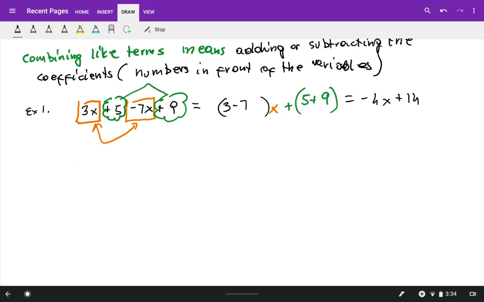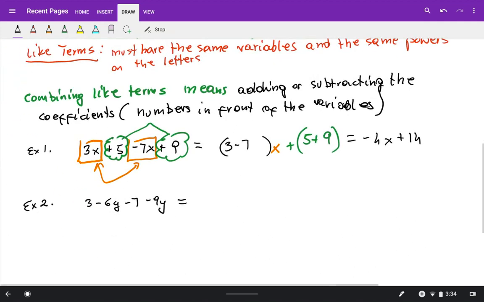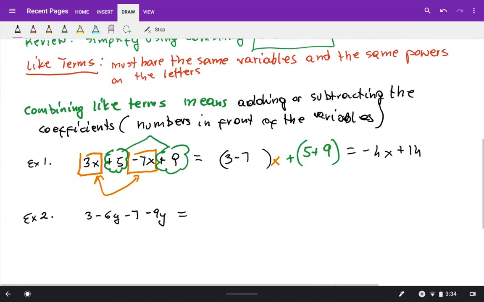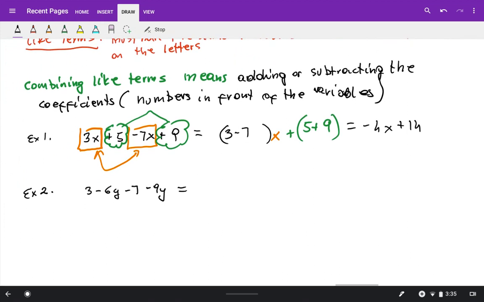Let's do one more combining like terms. So example 2, we have 3 minus 6y minus 7 minus 9y. So we need to simplify that. Again, don't forget that here I'm not solving any equation. I'm just simplifying expressions, okay? To have an equation, you should have a number on the right side.